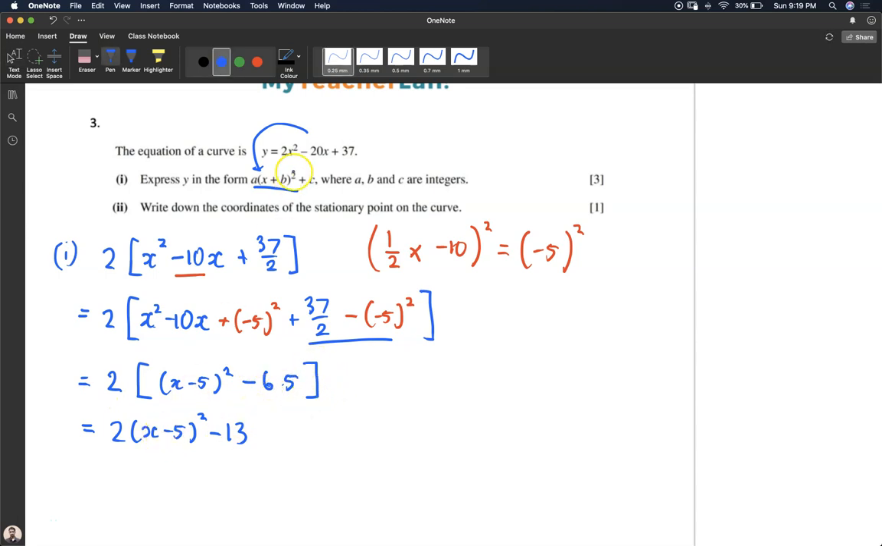Now, we are there. Notice that this form is now the same as this. So we can get all the values of A, B, and C. If you like, the question asks you to express it, so I've expressed it already. But if you like, you can also write down the values. A equals 2, B equals -5, and C equals -13.